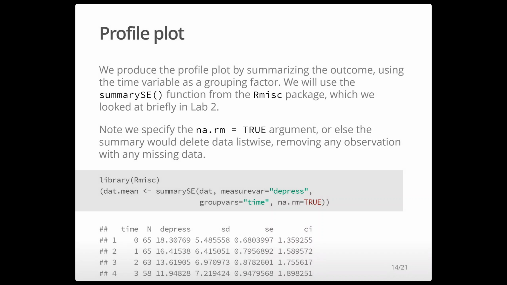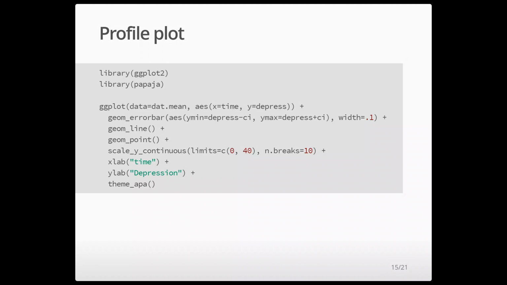So for the profile plot, what we first want to do is summarize the outcome using time as a grouping variable, and we can do this with the summarySE function from the Rmisc package. We briefly looked at this in lab 2. Note that we specify na.rm equals TRUE, or else we use listwise deletion. There is some missing data in this data set, and we don't want to delete it listwise. So here we see the output of the summarySE function. It just gives us a table with the depression scores averaged at each time point, and it gives us the standard error and confidence interval as well.